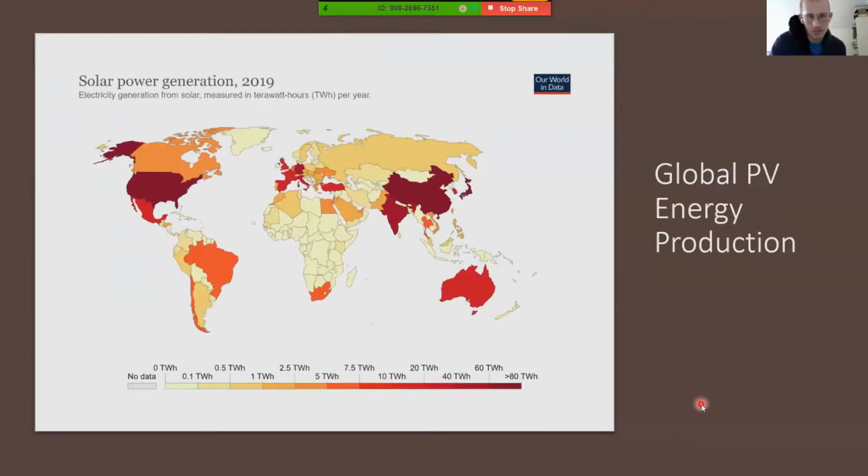So this is a map that shows where most of the solar power is being generated worldwide. You can see that China, India, Germany, and the United States are the leaders, up in the range of over 80 terawatt hours.